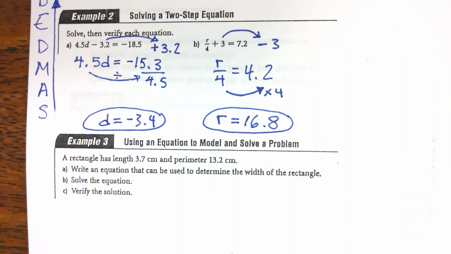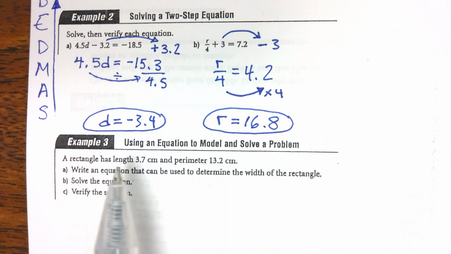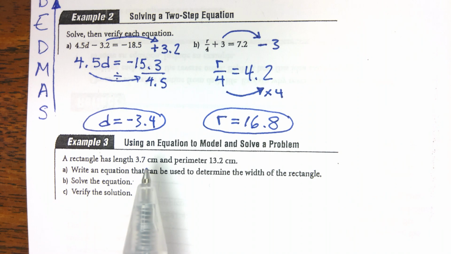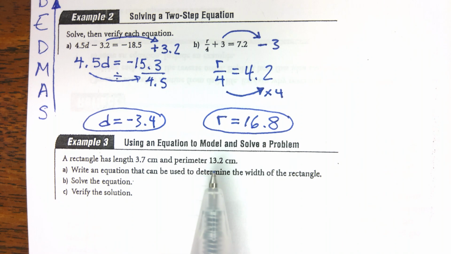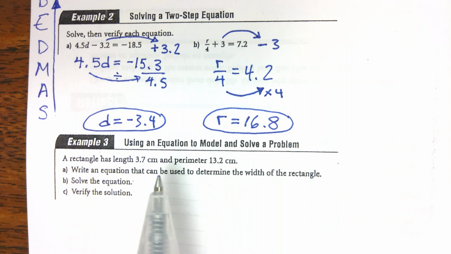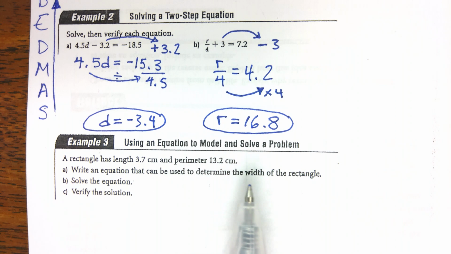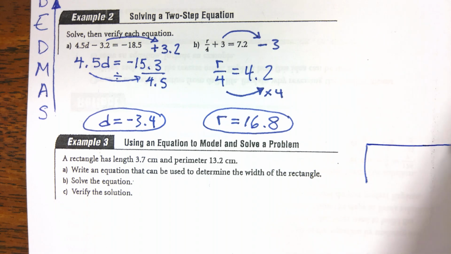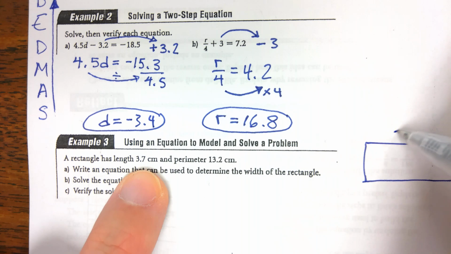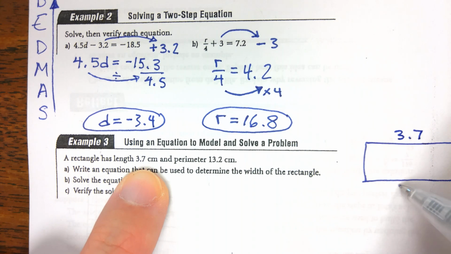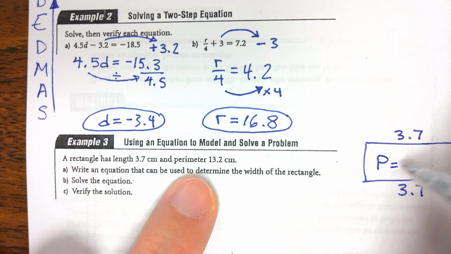Example 3. Using an equation to model and solve a problem. A rectangle has length 3.7 and the perimeter is 13.2. Write an equation that can be used to determine the width of the rectangle, and then solve. So let's draw a quick little diagram. The length is 3.7. So that means this is also 3.7. And I know that the perimeter is 13.2.